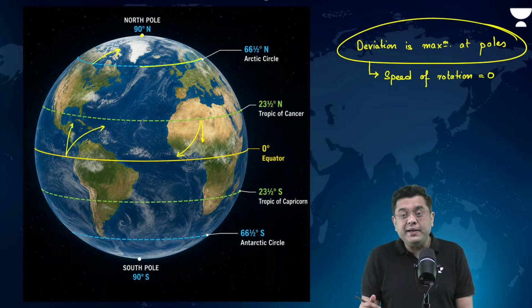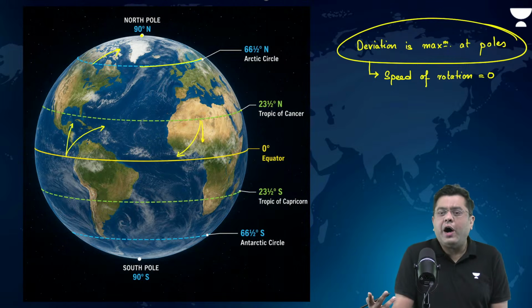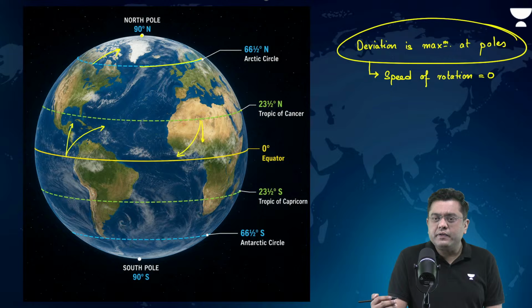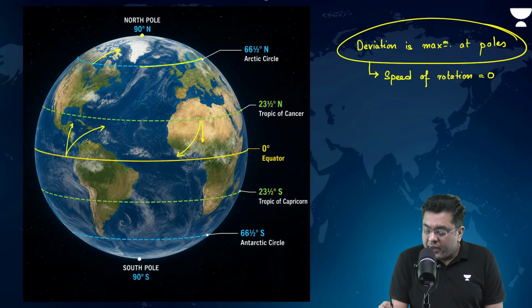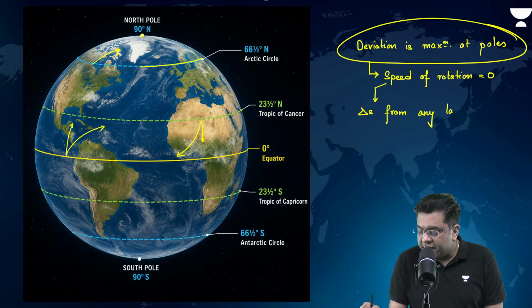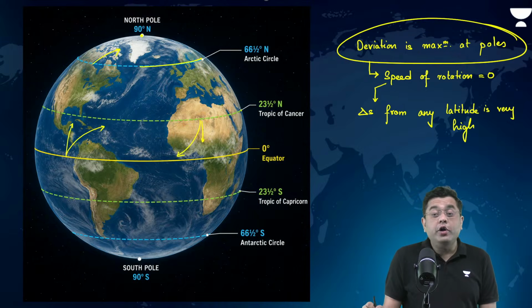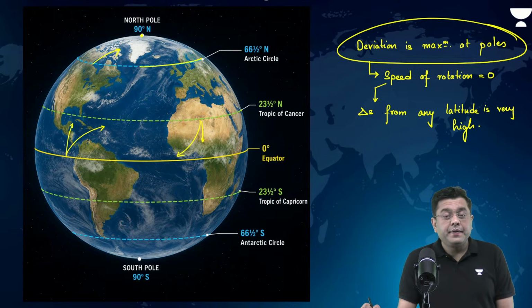So what does that mean? What if the speed of rotation is zero? How do I understand because of this? That means the difference of speed from any latitude will be very high. Hence, Coriolis force is maximum.